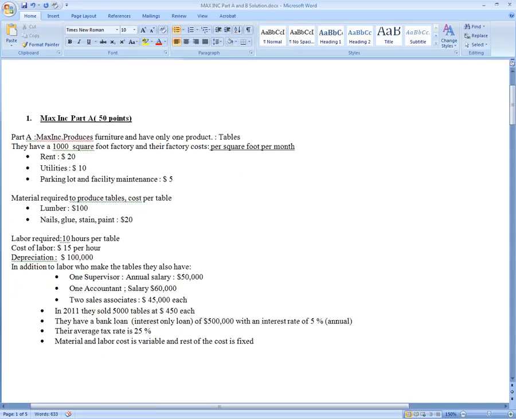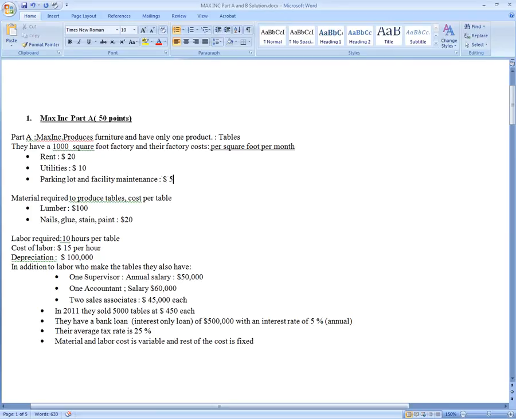They have 1,000 square feet, and they have some cost to operate the factory. The information provided to us was per square foot per month. They're paying $20 rent per month per square foot, utilities $10 per square foot per month, and the parking and facility maintenance was again $5 per square foot per month.